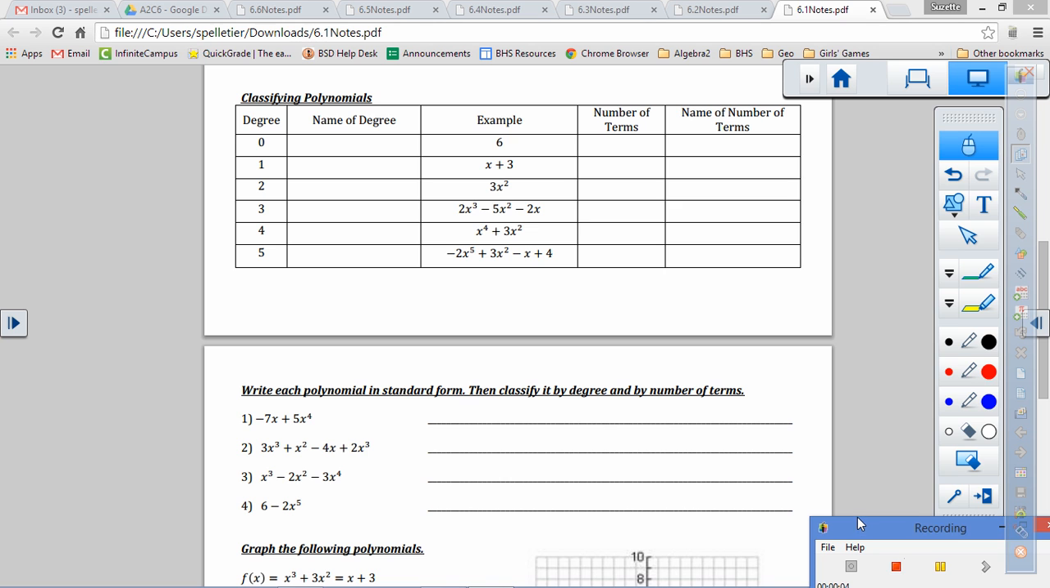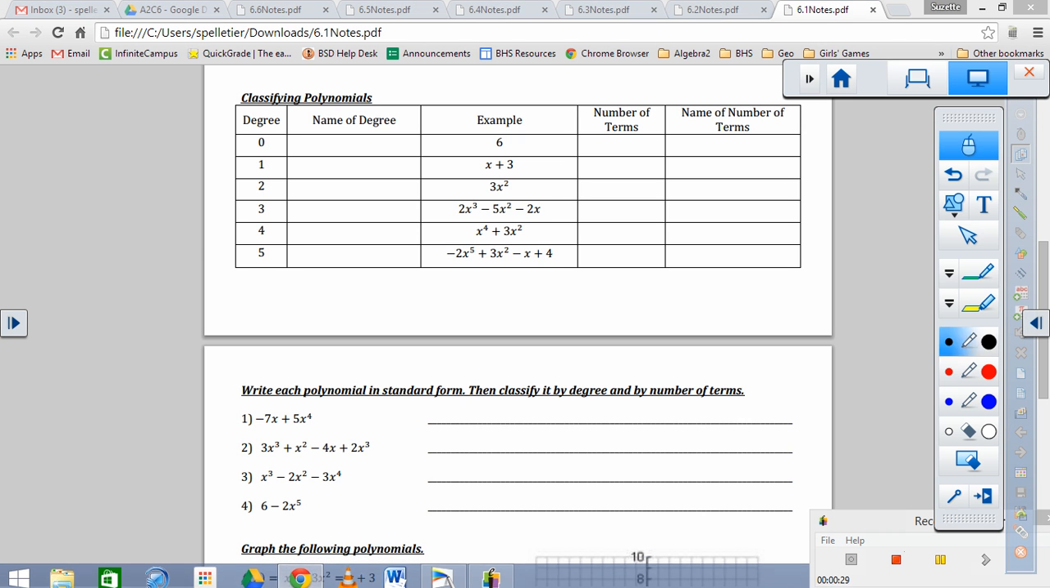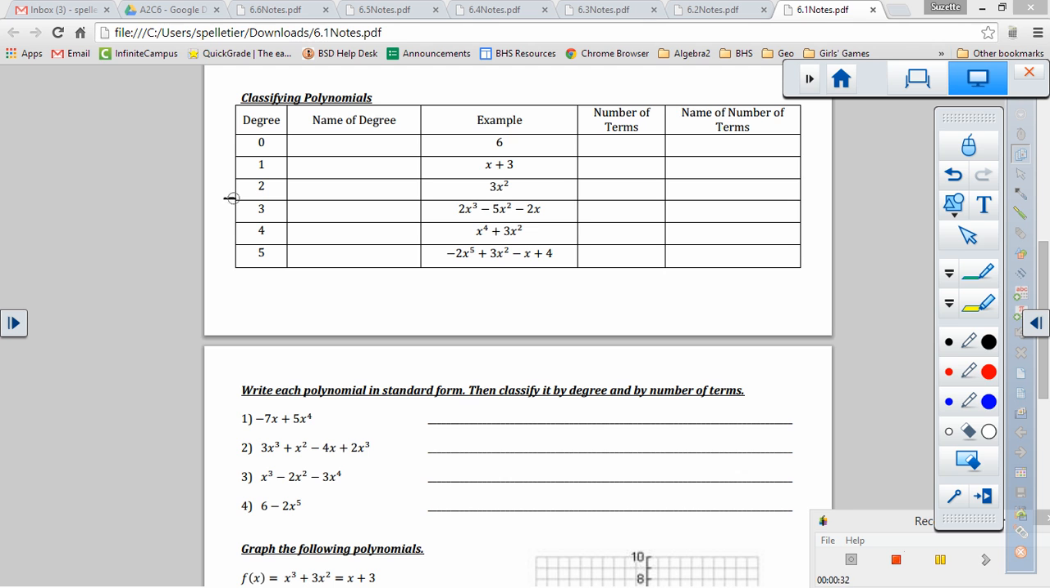Okay, so finishing up lesson 1, we're going to just talk a little bit about classifying polynomials. So again, these polynomials have specific ways to classify them. Are they quadratic? Are they linear? Are they cubic? What do we name them? So far in algebra, we've only dealt with the first few kinds, up to here. We've only dealt with things up to here, so between these.